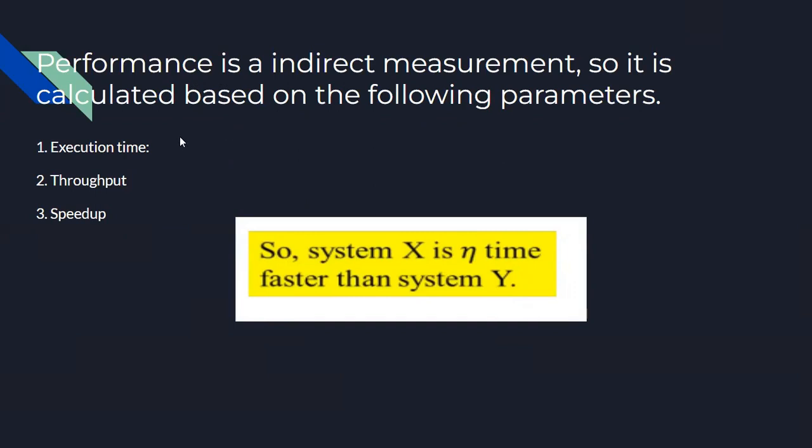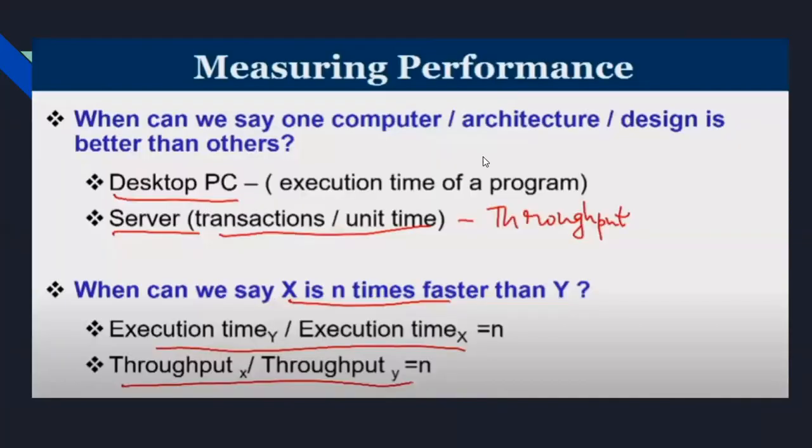The parameters here are the execution time, which is what time it takes to execute a particular instruction, the throughput, and the speedup. We'll discuss all three points together from the PDF. So let's start here.